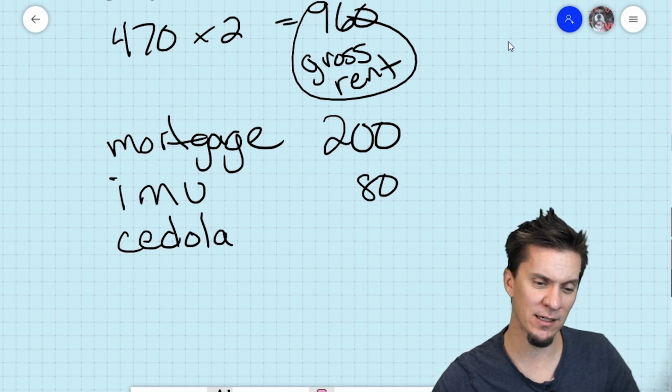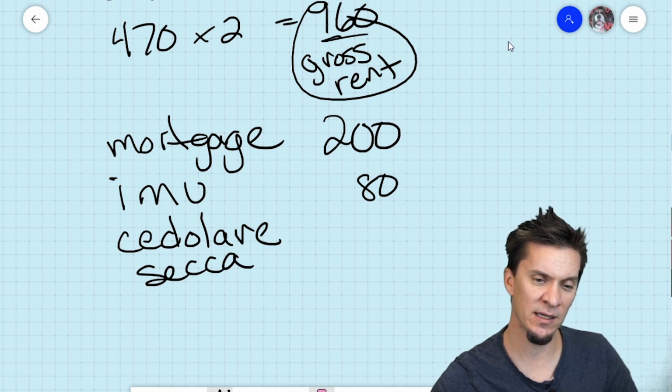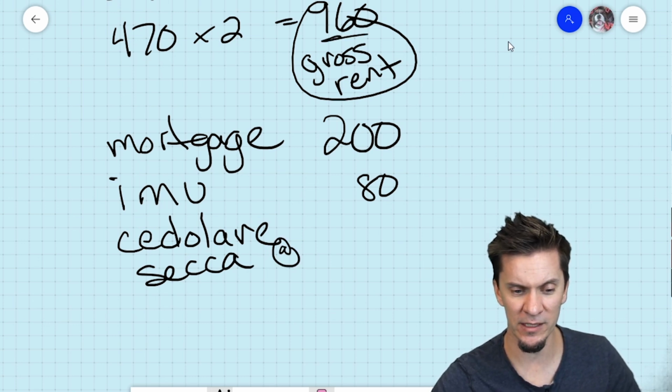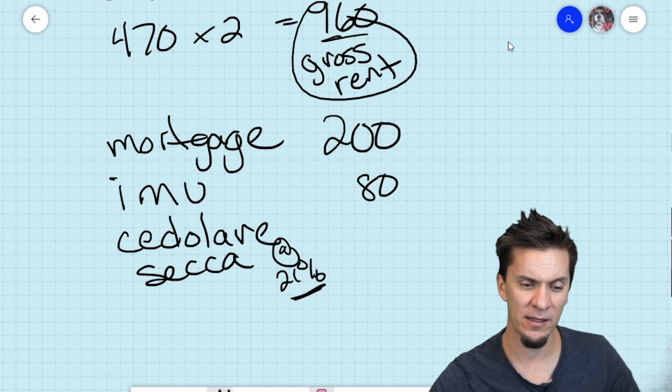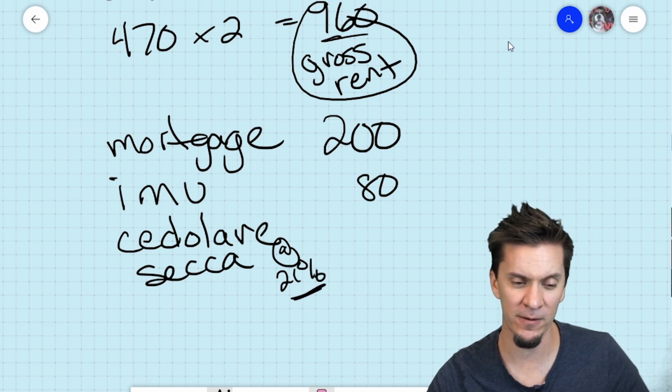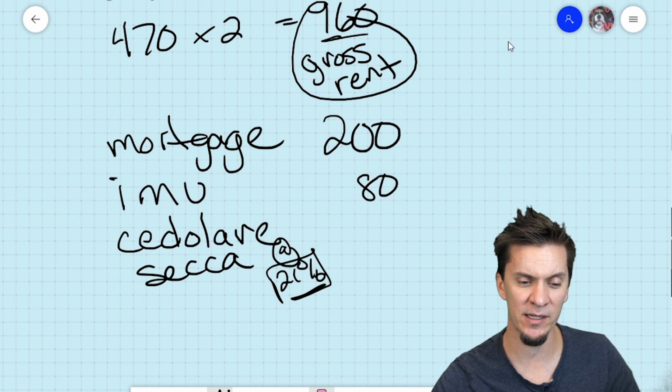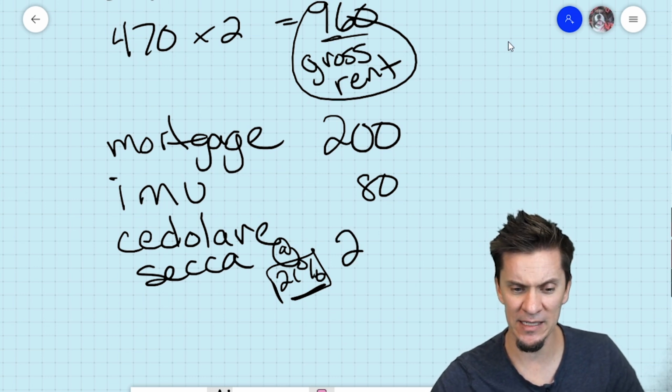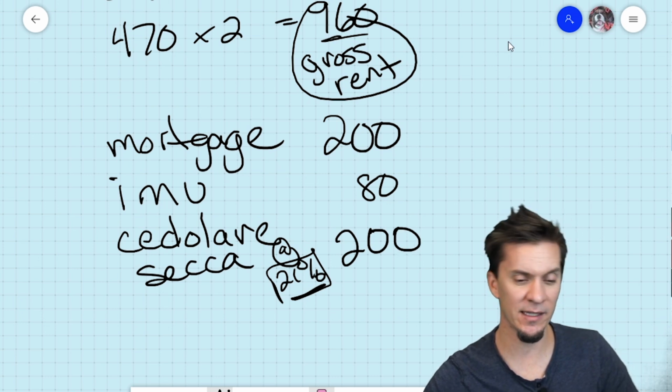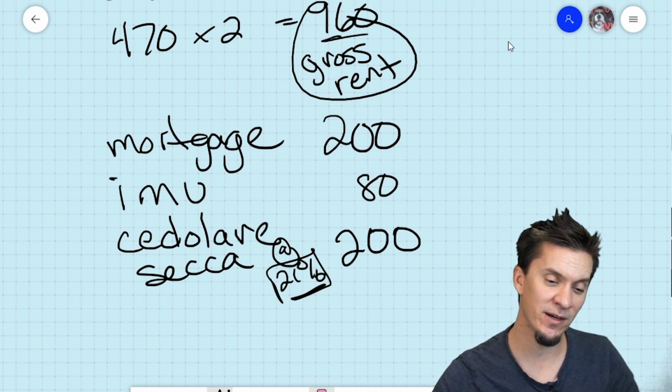This is called cedolare secca. This is an income tax because we have to pay tax on that income. This is a 21% rate. There are other strategies. You can use IRPEF and do deductions, but this is a simple calculation and doesn't involve the rest of your income. Here, it's actually 202, but we're going to calculate 200 again since we rounded down and rounded up.